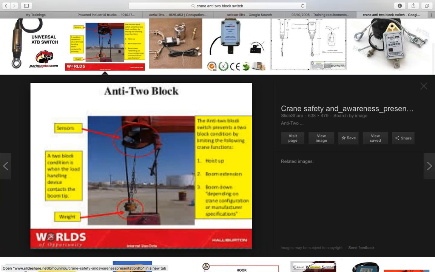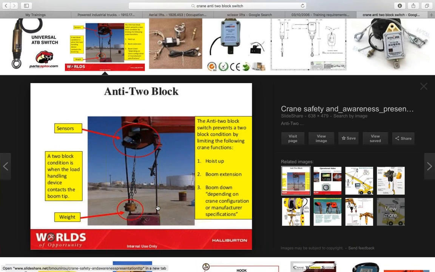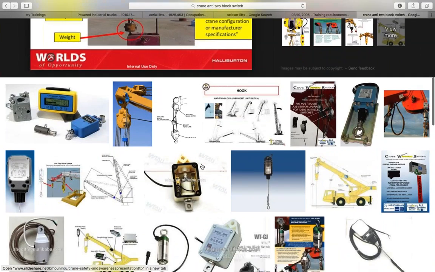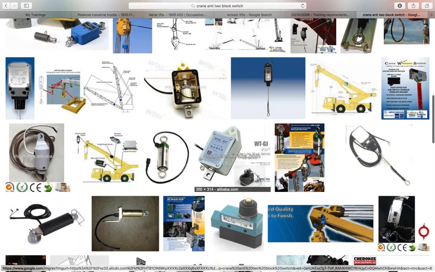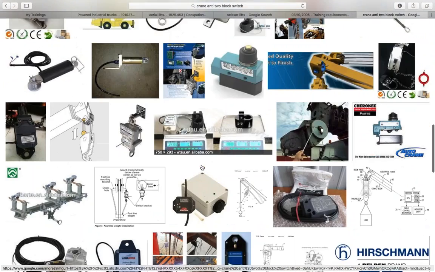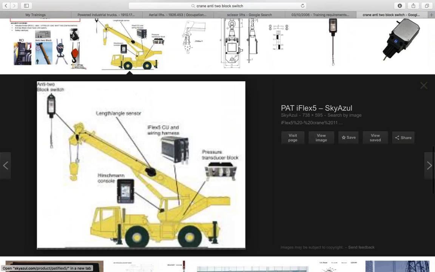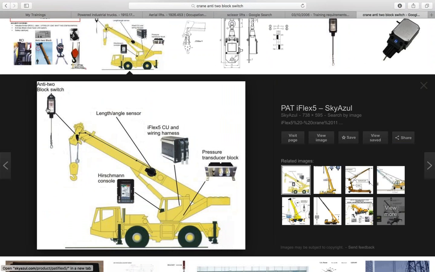Here's another example of it. You have different ones. There you go again. Okay, so there's your sensor on it for anybody who's not familiar. Like I said, it's called an anti-two block. Anytime you ever lift personnel, like in a personnel basket, the anti-two block, as per the OSHA standards, has to be installed. Okay, and there you go again. You see that's where it will end up being installed.